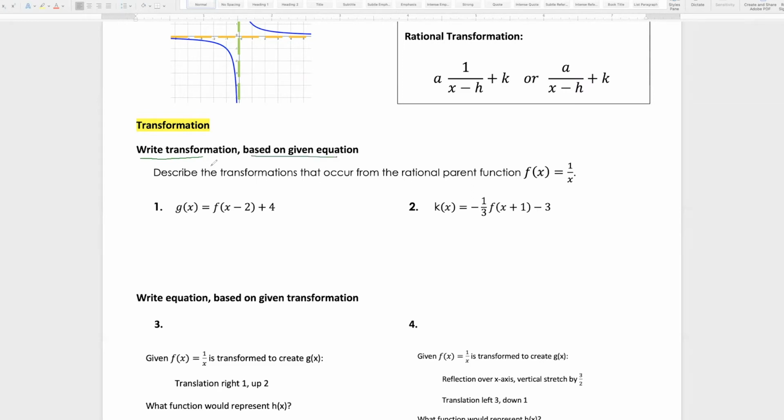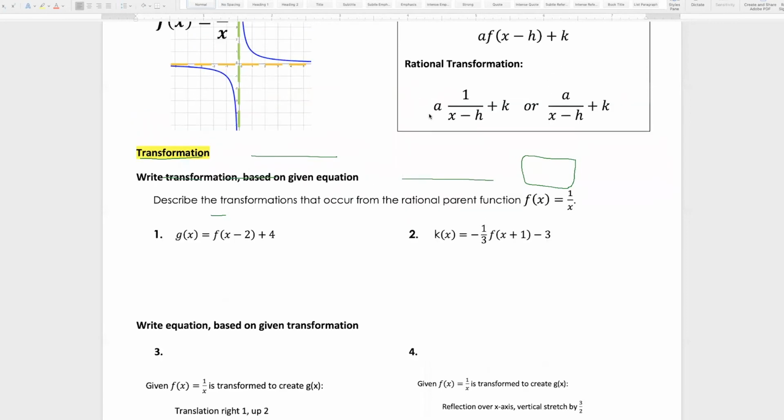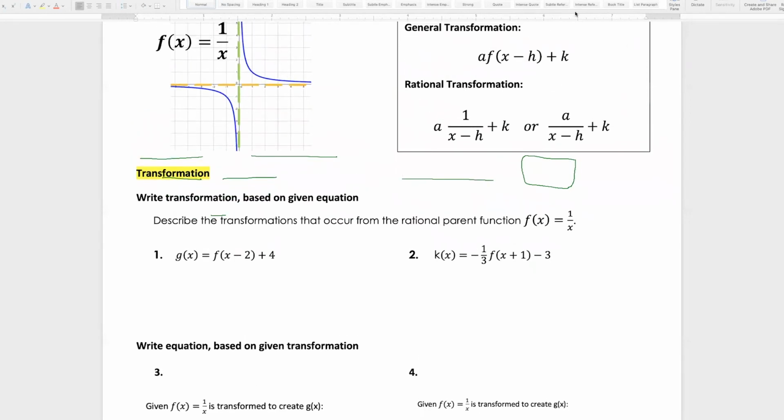So this is the equation. Describe the transformation that occurred from the rational function f of x equals 1 over x, okay? This is the rational parent function. You see how f of x is transformed into g of x. Now they just want you to list it out. You describe the transformation, so just list. I like to write the formula on top of it so that I have something to use as a reference. Here they want me to use the general formula, right? They just tell me to describe, so I'm just going to use the general formula in order to do this one.